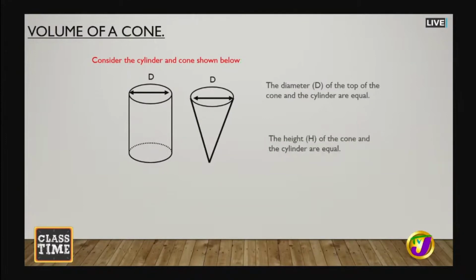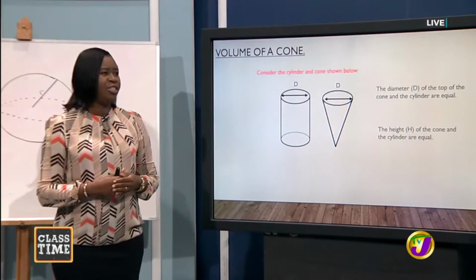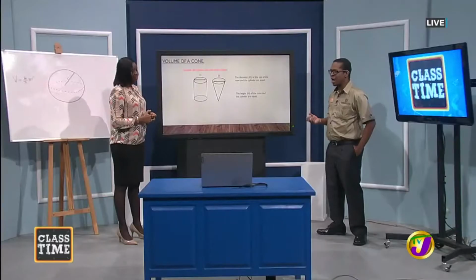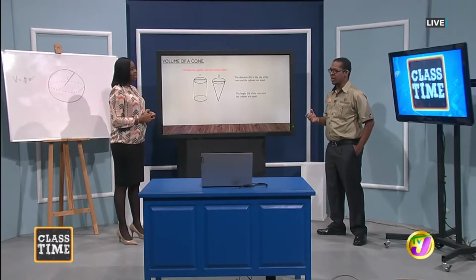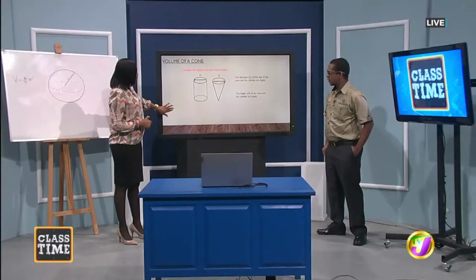So in this situation, we have the diameters to be the same and the heights to be the same. Now, Tyrone, when you were in class, remind us of the experience that you had when you were comparing the relationship. Well, I remember doing that experiment in class. We poured some liquid into the cone, and we used about 3 of those measurements to fill the cylinder. Yes, I remember too.